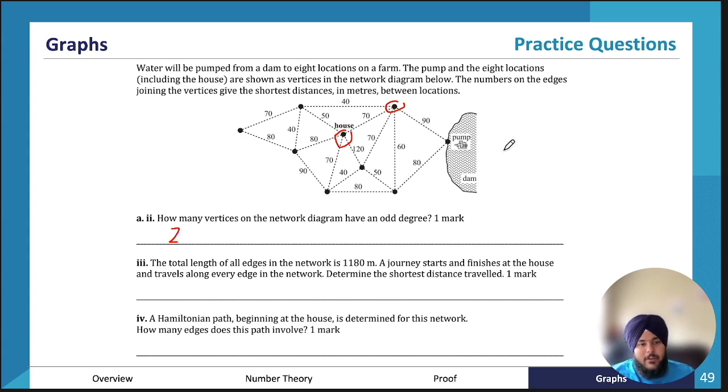The total length of all the edges in the network is 1,180 meters. A journey starts and finishes at the house and travels along every edge in the network. Determine the shortest distance traveled. Okay, so we're starting and ending at the house.